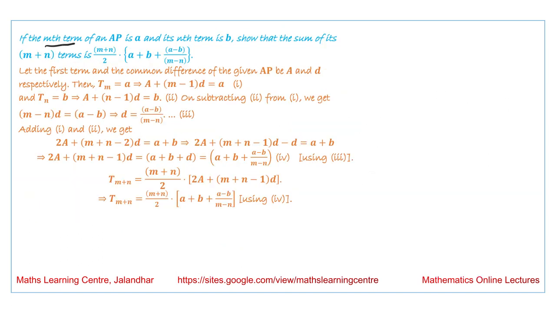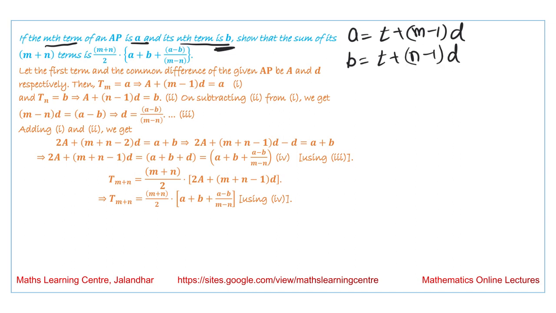Next is, if the mth term of an AP is a and the nth term is b. It is given that a, so we write the first term, say it is t. So it is t + (m − 1)d = a, and the nth term is given to be b. So we are saying b = t + (n − 1)d. Show that the sum of its m + n terms is this. Now we have to calculate the sum of m + n terms.